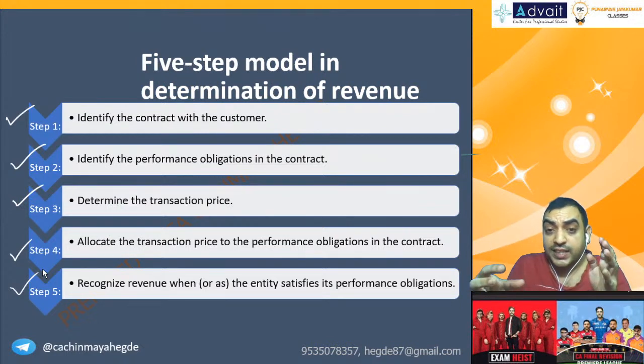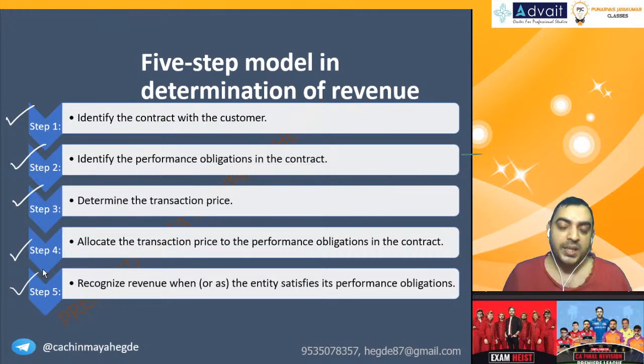Now this transaction price should be allocated among these 2 performance obligations, because 2 elements are there, the car and the service, but only one amount. That comes in step 4. Between step 2 and step 3, how things are allocated, that is step 4.